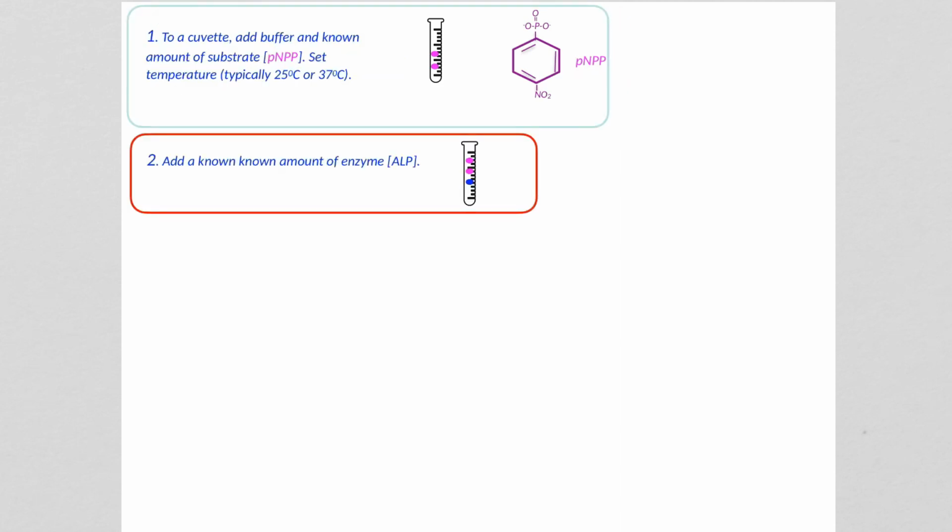In the next step, we add a small amount of enzyme, alkaline phosphatase, to the cuvette. Since enzymes are catalysts, we need very, very low concentrations of enzymes. Typically, this will be in the micromolar amount or nanomolar amount compared to the substrate. The substrates typically will be in the millimolar amounts or even in the molar amounts.